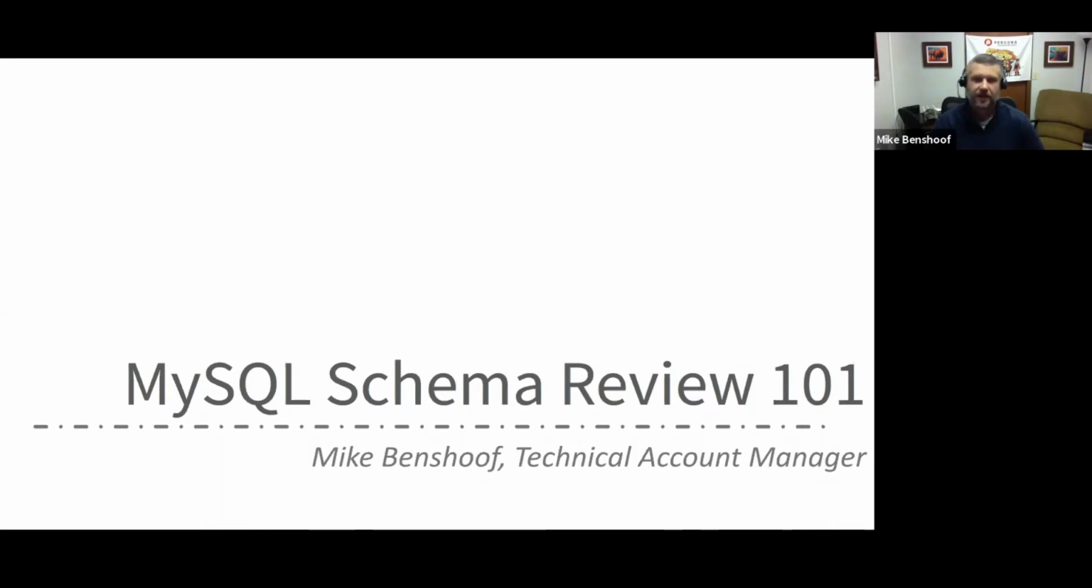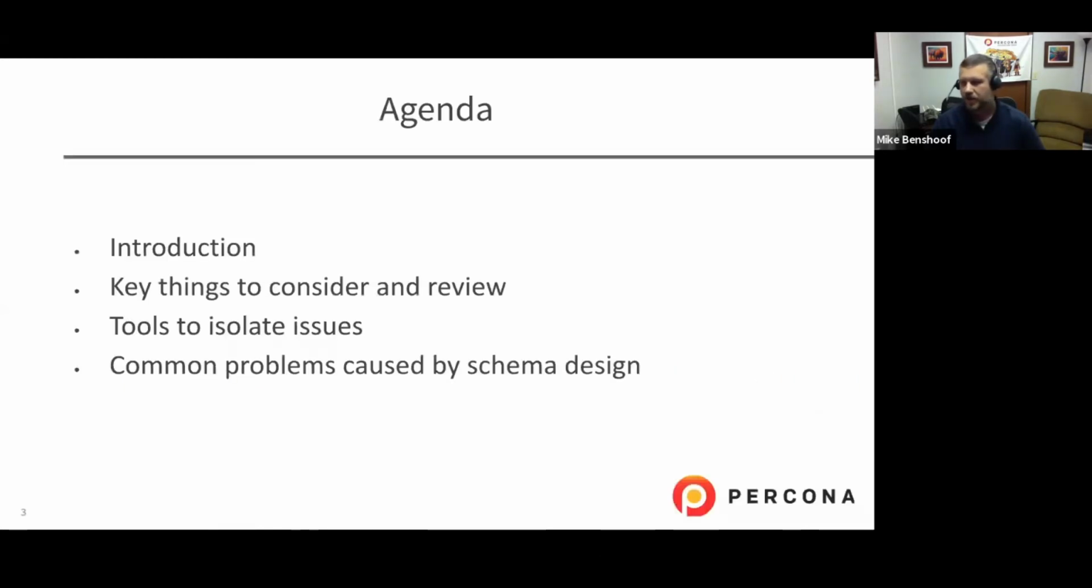So this talk is going to really go through what we want to look at when we're reviewing our schema. We want to make sure that our schema is optimized. We're going to look at some different tools that we can use to isolate issues that we're seeing in our schema and that are resulting in performance or other problems. And then we're also going to talk about what problems can be caused by this.